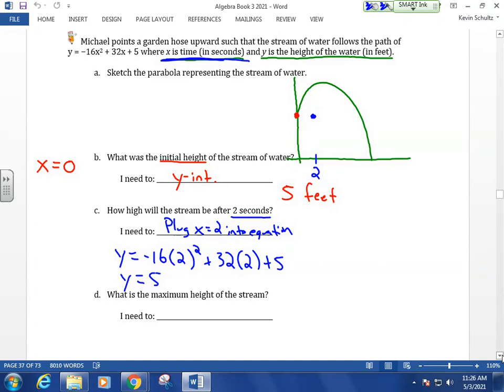No, right? Which is okay because this was just a sketch. Turns out that x equals 2 is going to be more over here, because in order for it to be at 5 again, that means that it started at 0, it went up, it's coming back down now, and it's once again at 5 feet 2 seconds later.